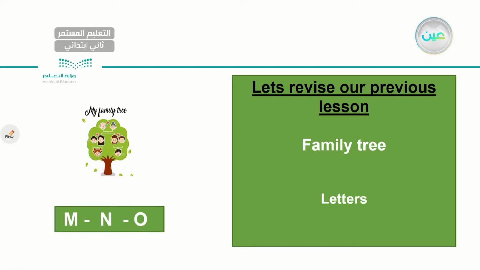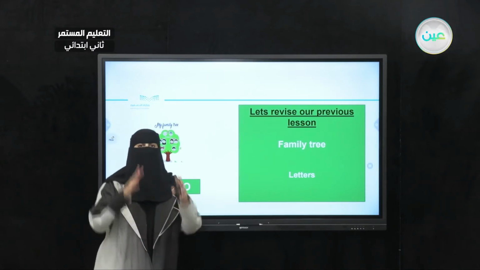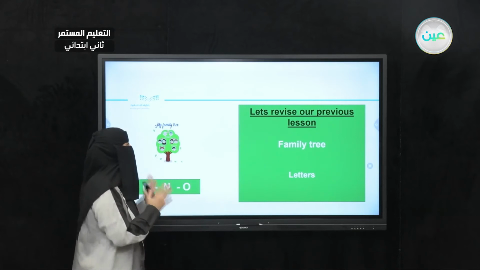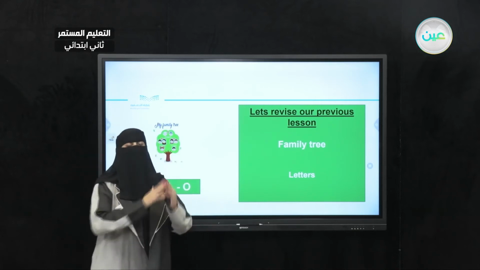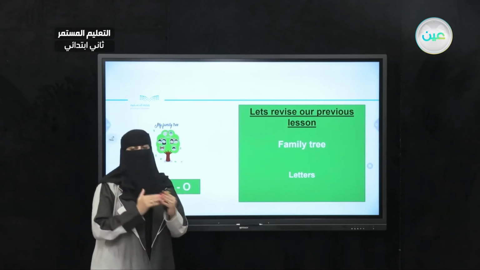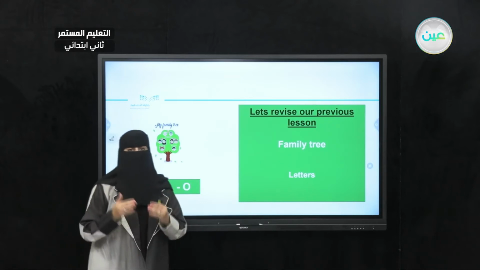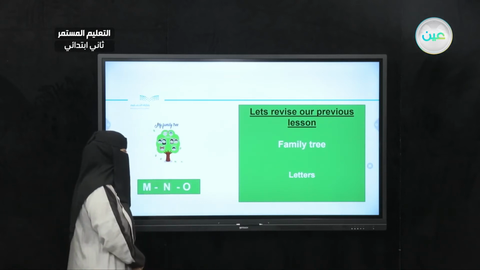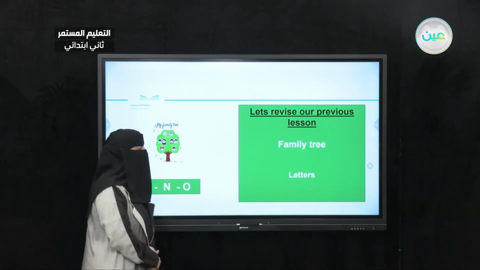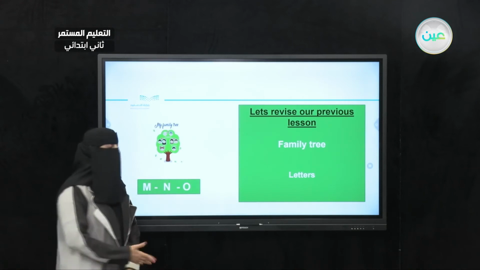Let's revise our previous lesson, my dear student. In the previous lesson, we introduced the family tree. What do we mean by family tree? We introduce members of the family in a certain order, and we use a tree. Starting from the top of the tree, I have a grandfather, grandmother, and then mother, father, uncle, aunt. Very good. And then we have brother, sister, and cousins. Also, we introduced 3 letters, M, N and O. We will practice writing these letters also today.